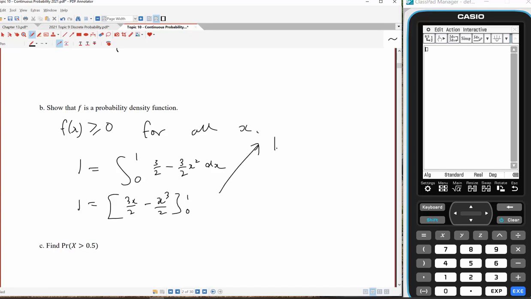Let's move the working over here. 1 equals, so let's pop 1 in, which will be 3 on 2, take away a half. Take away, put 0 in, it's going to be 0 in this case. 1 equals, so that's 3 on 2 take away a half, that's 2 on 2, which is 1. 1 take away 0 is 1, as required. Ooh, QED.